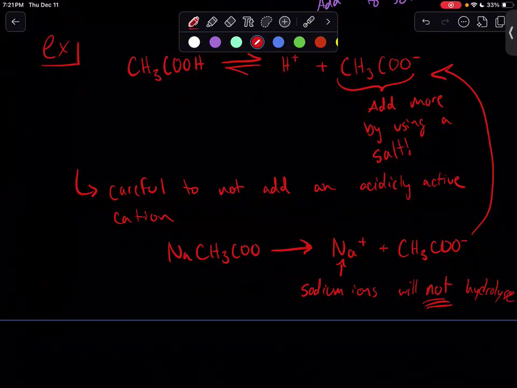So it won't break water apart to create hydrogen and hydroxide and then bond with that hydroxide. So we know sodium is fine. We talked about that in our salts lesson.